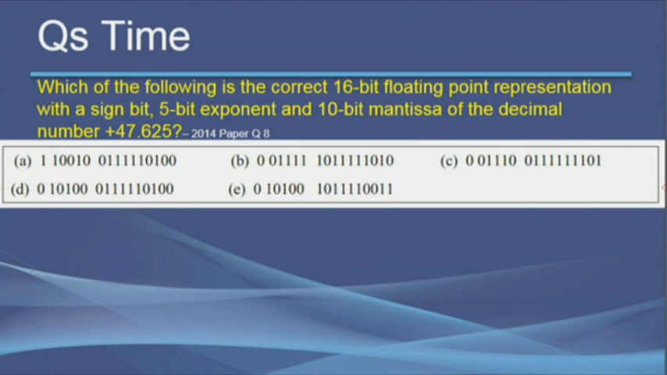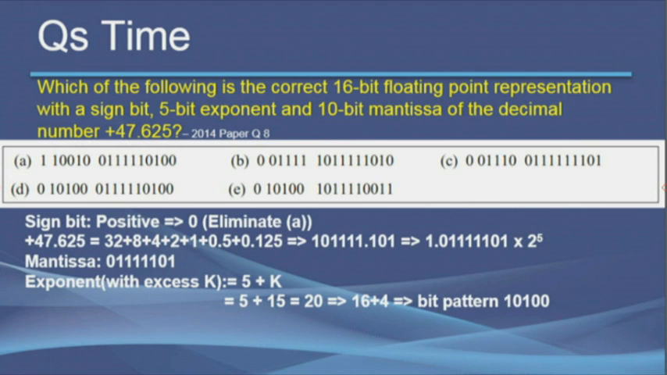This is 2014 question number 8. Which of the following is the correct 16-bit floating point representation, with a sign bit, 5-bit exponent and 10-bit mantissa, of the decimal number positive 47.625? You can see the number is positive, so the sign bit should be 0. Simply you can eliminate option A because its sign bit is 1, which means this is a negative number, so it shouldn't be the answer. You can simply cross over option A.